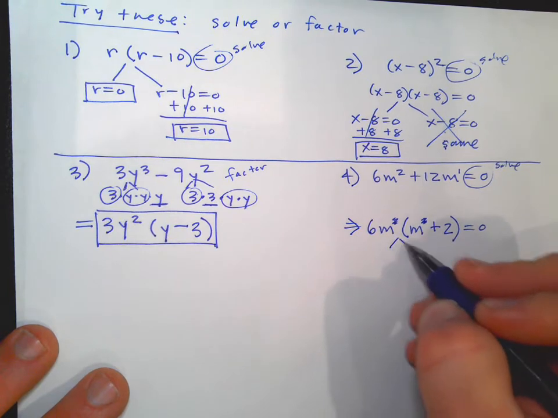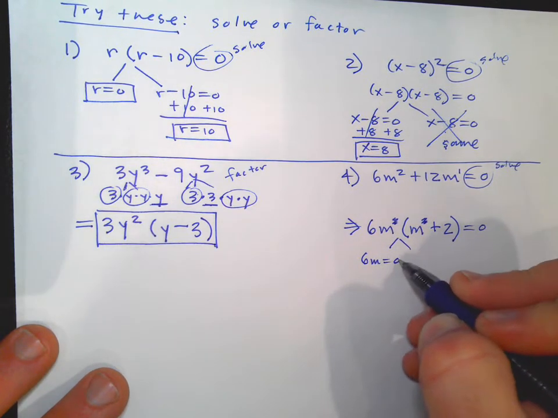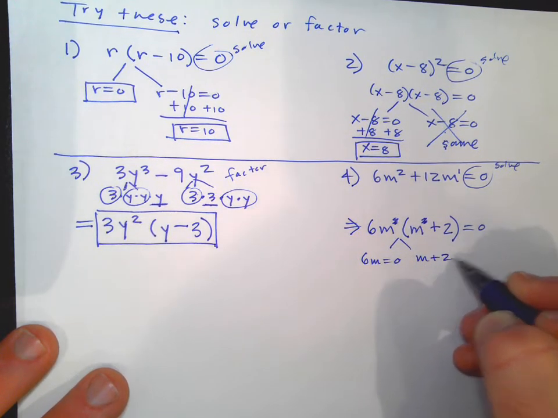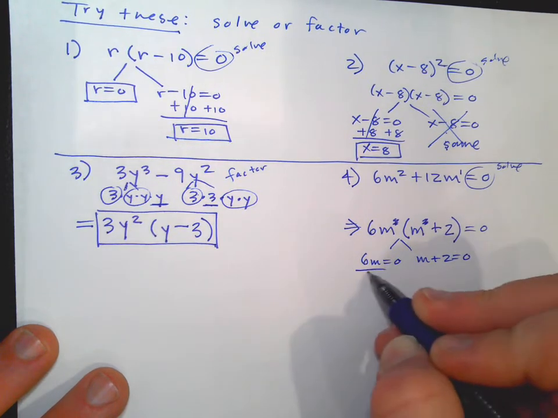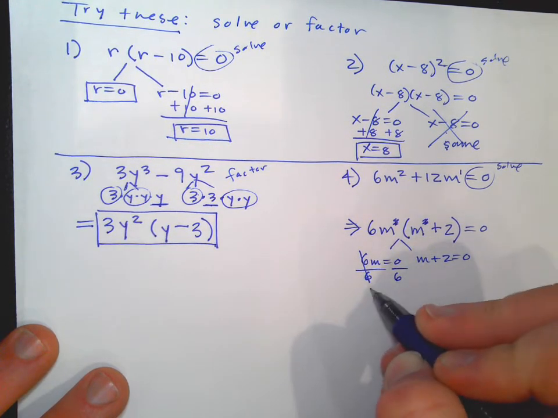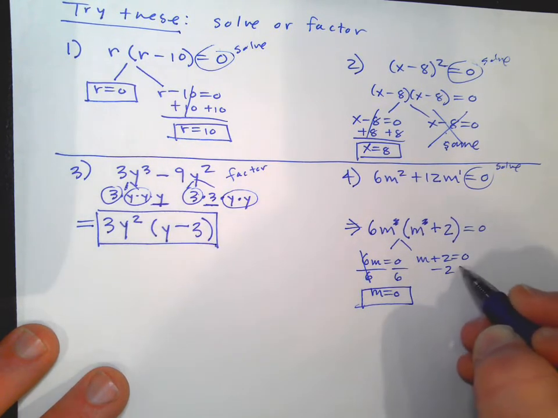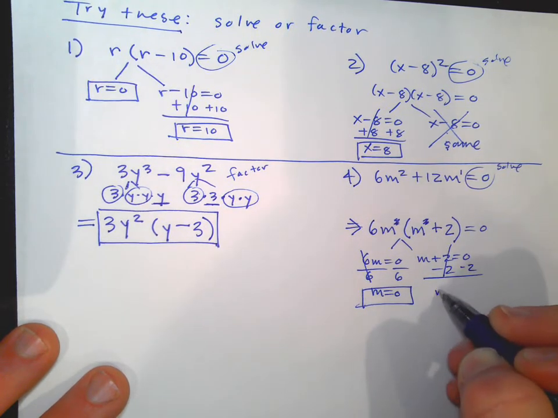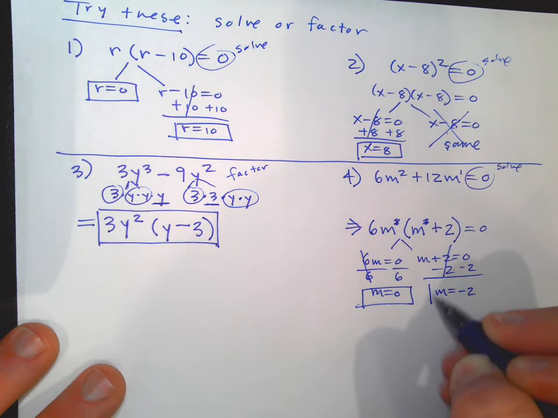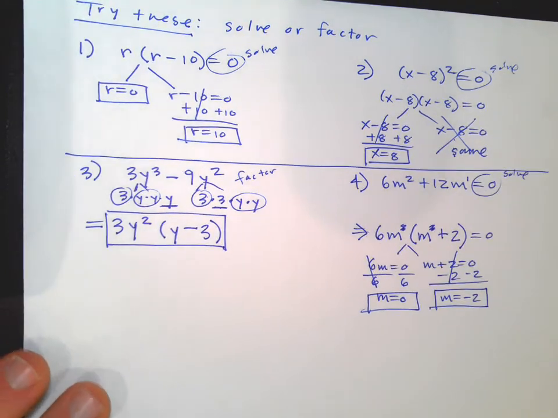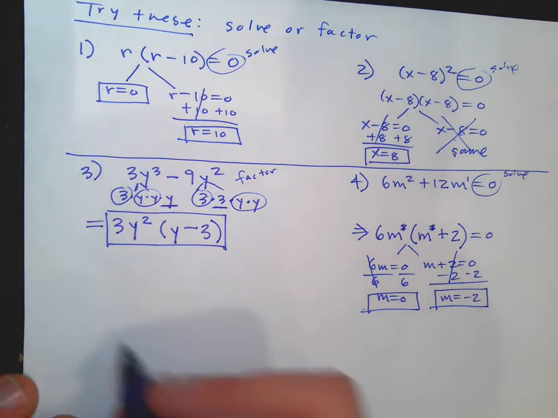And now we can do 6m equals 0 and m plus 2 equals 0. And we could solve these, divide both sides by 6. M equals 0. 0 divided by anything is 0. Subtract 2 from both sides. M equals negative 2. So there you go.